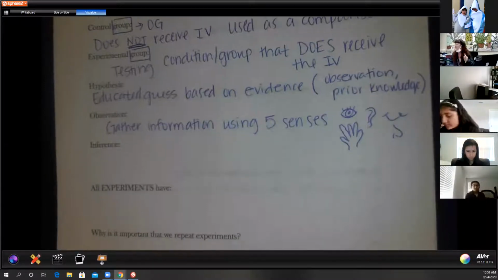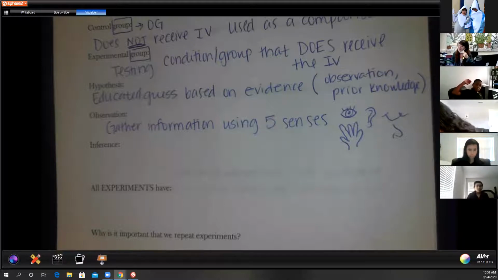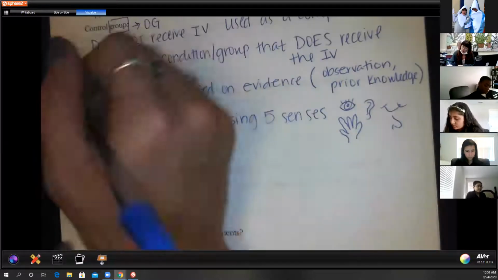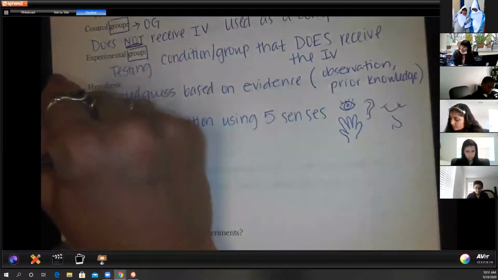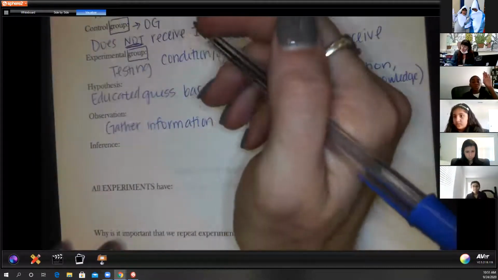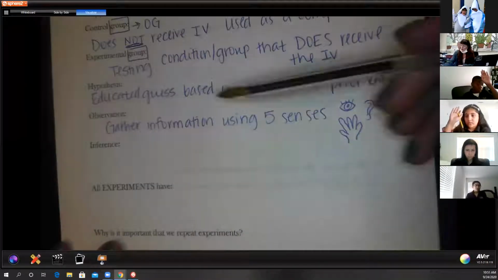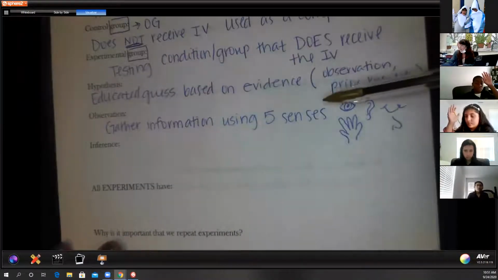What about an inference? Make sure there's a specific thing I'm looking for here. Amelia, you think you got it? A conclusion made from observations. So did anybody put anything different? A guess? Okay. I want you to make sure it's based on something though, right?